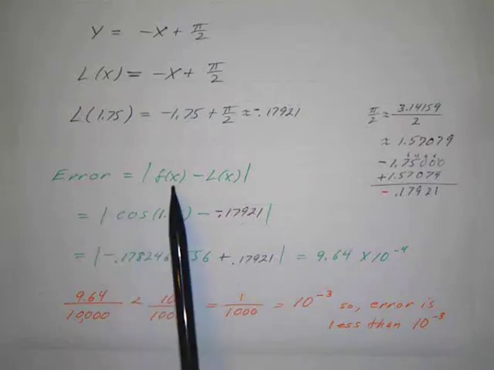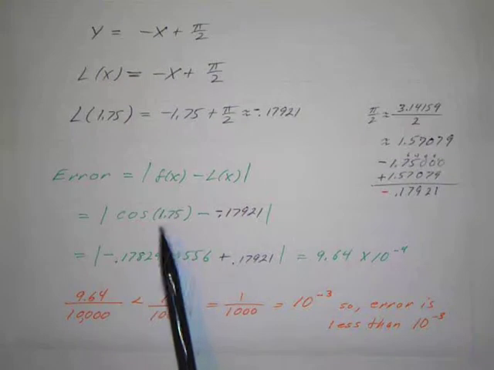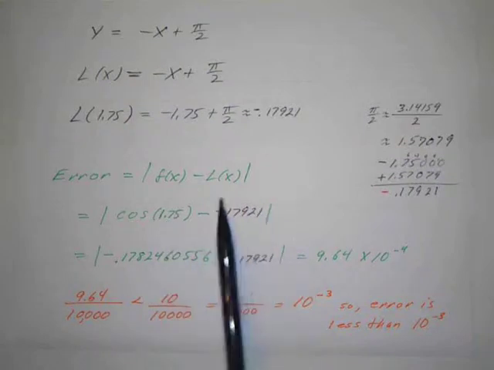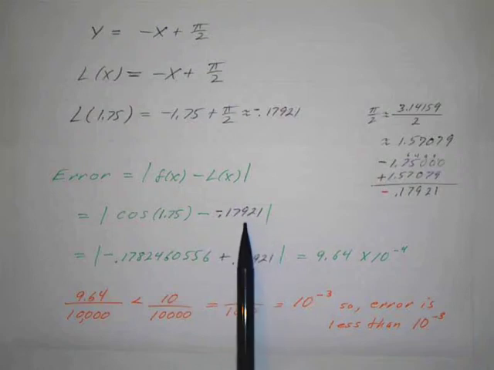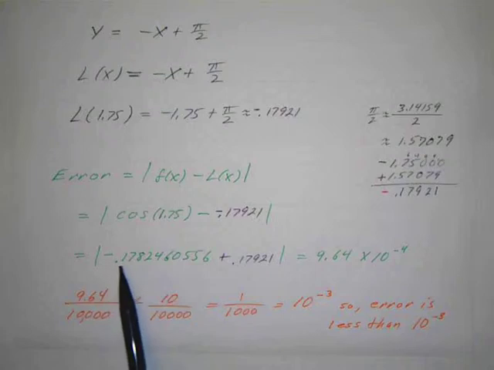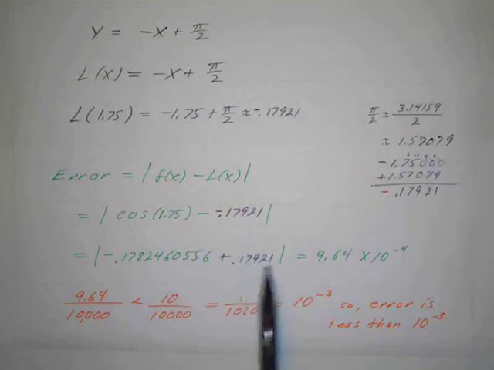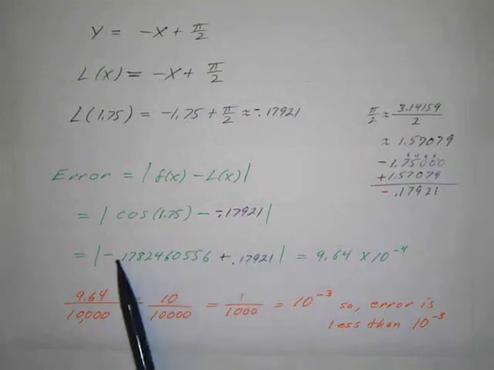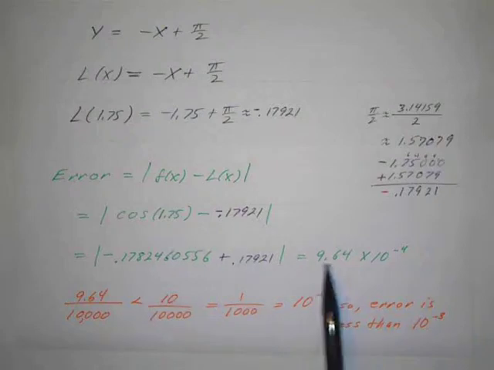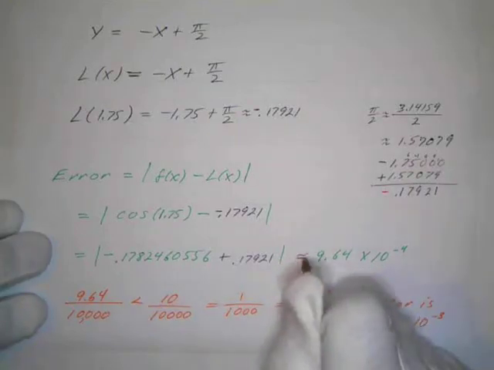Well, remember, the error is just the difference between f of x and L of x, or the cosine of 1.75 and my linearization of that, my approximation. Well, I look up the cosine of 1.75 in my calculator. I get negative 0.17824605556, and this is my little meager approximation here. And if I actually just take the difference of these, and I did do this in the calculator, I got approximately 9.64 times 10 to the negative 4. That was approximate, because I had to round off.